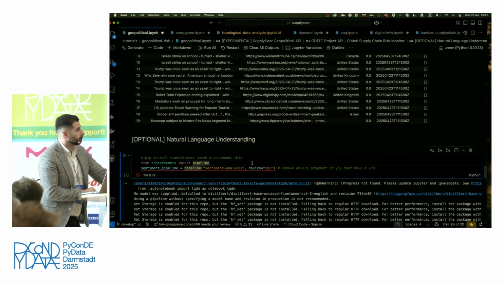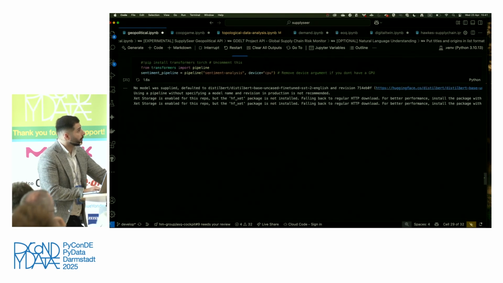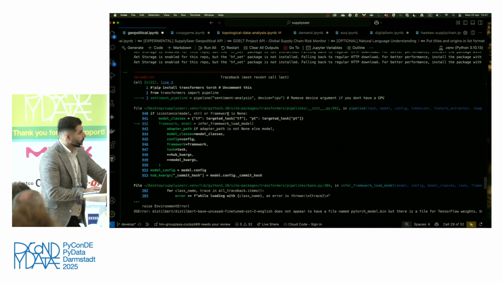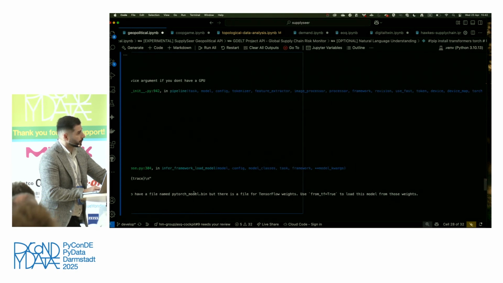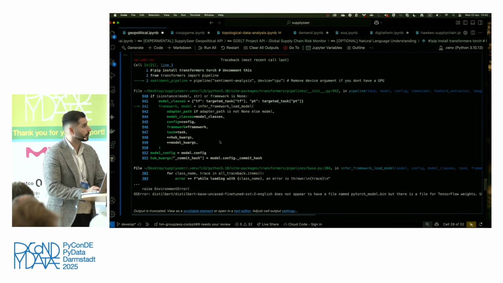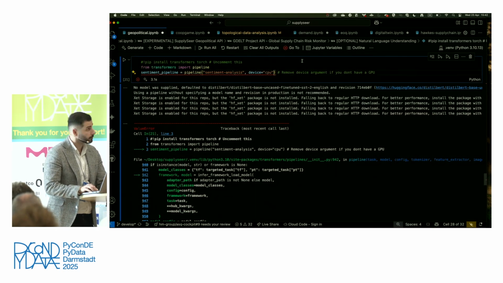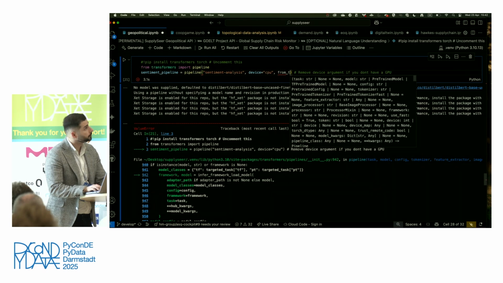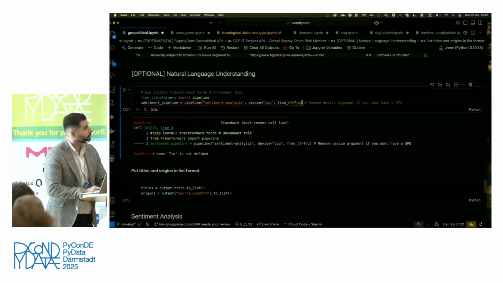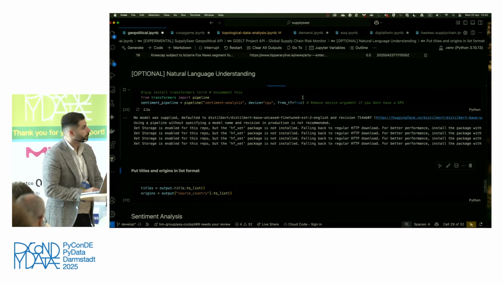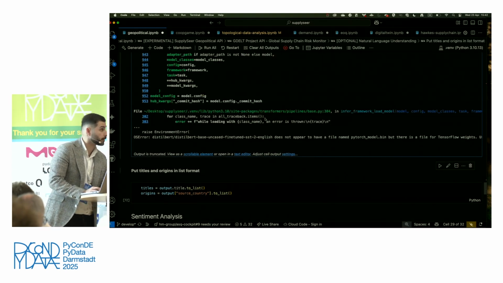Now we're going to use some other library to extend what we just did. I'm using Transformers, which is a Hugging Face library. I'm going to import sentiment analysis. Let's see if it works. It doesn't work, of course. Always error. DistilBERT does not appear to have a file in Python. Use from TF true, total is smaller from those weights. Okay. Of course it doesn't work.